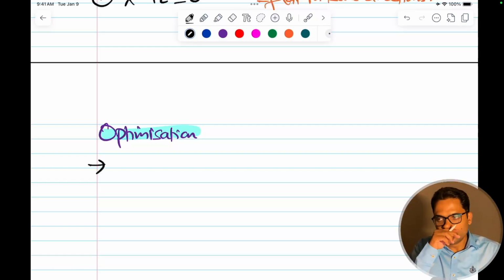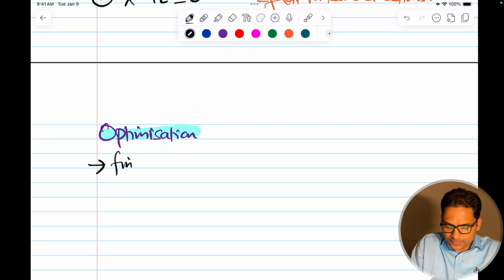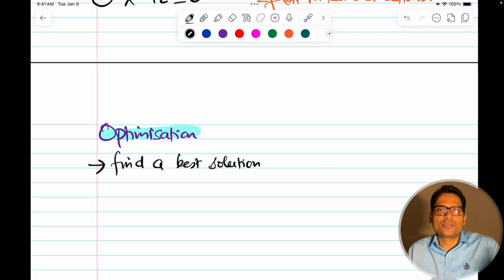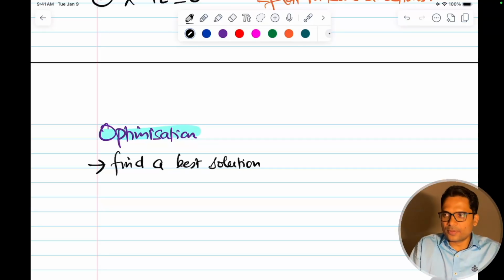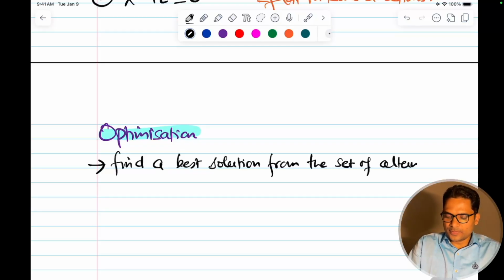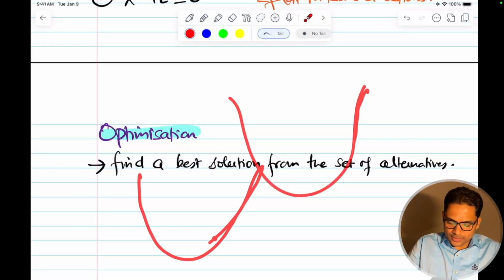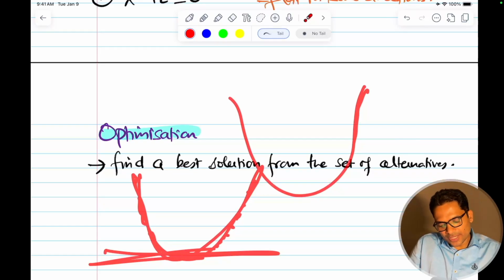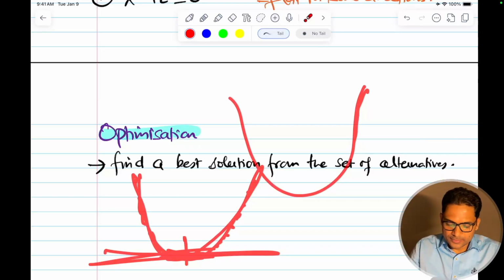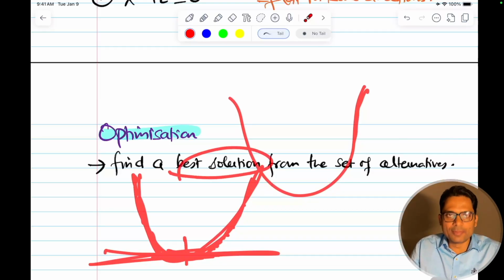Optimization is a way to find the best solution. You are finding a maxima or minima, right? So it is the best solution from the set of alternatives you have. That is your optimum. These are the options available from the set of alternatives, for example, y equal to x square. So these are all the points available. At which point will it be minimum? That's what I want to find. That will be my best solution. That is my optimum. That's why it is called optima.